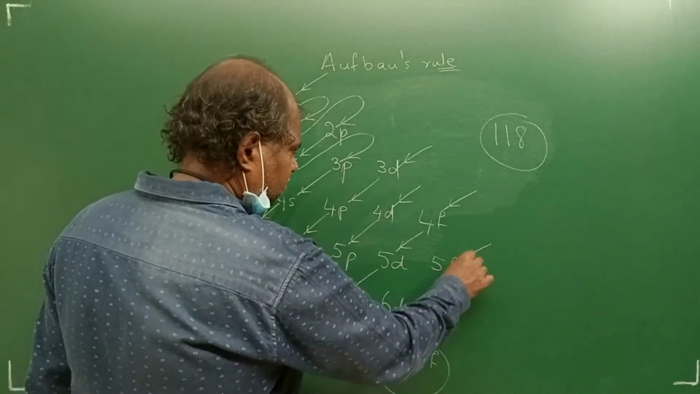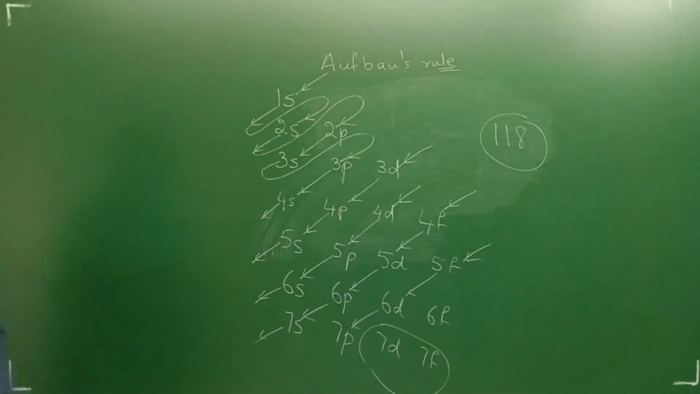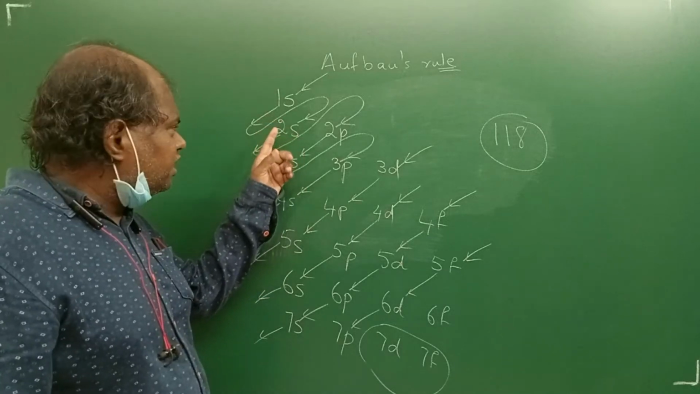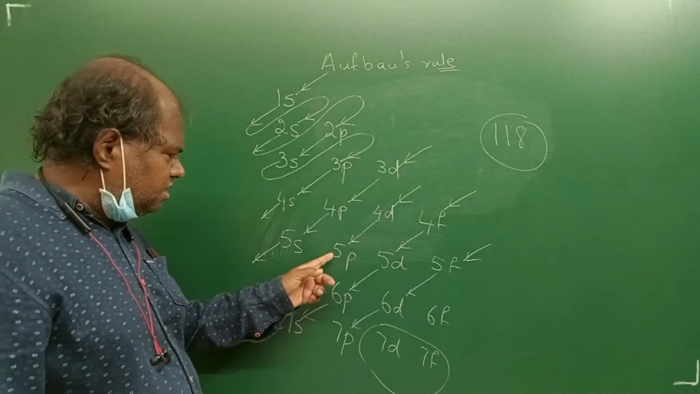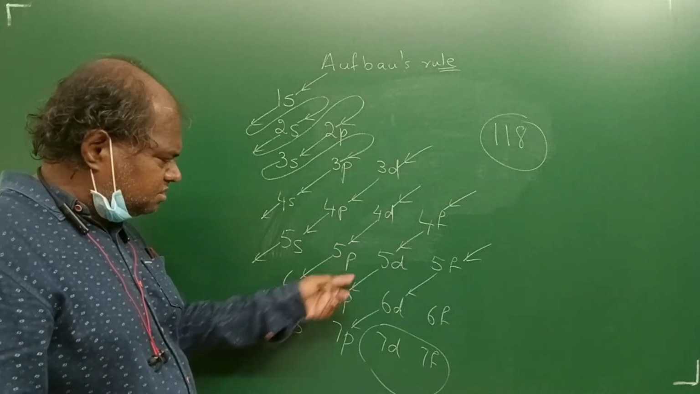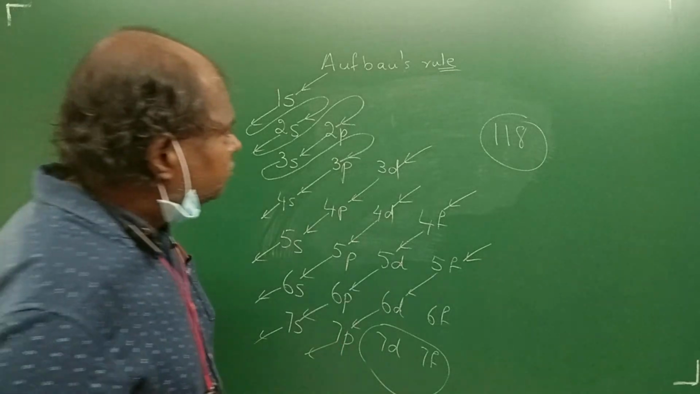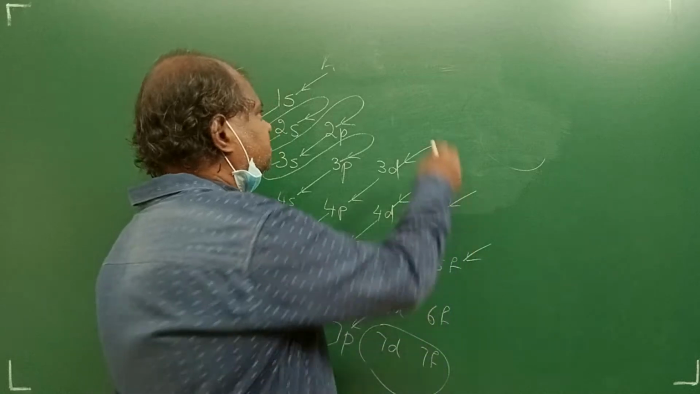Fine. So this is how you fill. So first 1s, then 2s, 2p, like that. You keep going, and I've drawn the arrow like for your 4d, 5p, 6s, keeps on going, right? Okay. Now, very important. What is the capacity of s orbital?